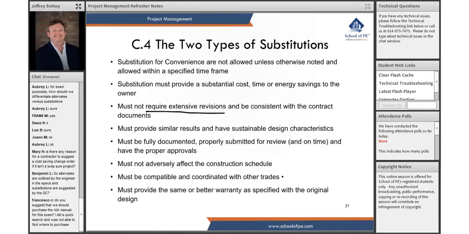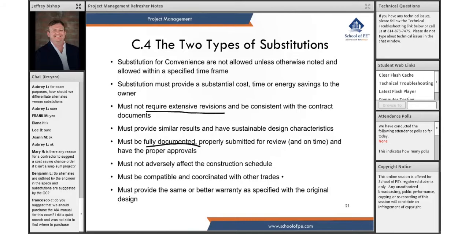This is basically saying, hey, we found something that's going to save us a week, but you guys got to put it into your contract documents and modify your drawings a bunch, and that's going to take another 3 weeks. So it can't be something like that. It costs the whole design team a bunch of money and time. It's got to be fully documented.